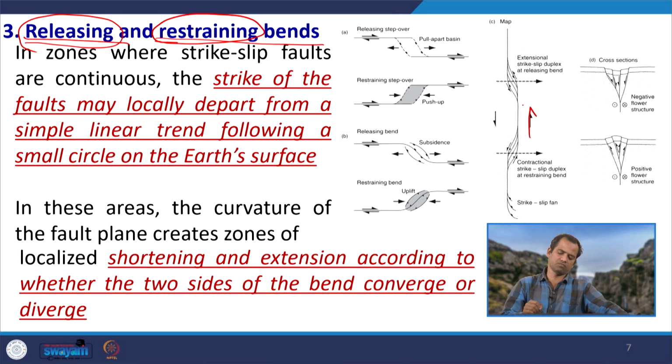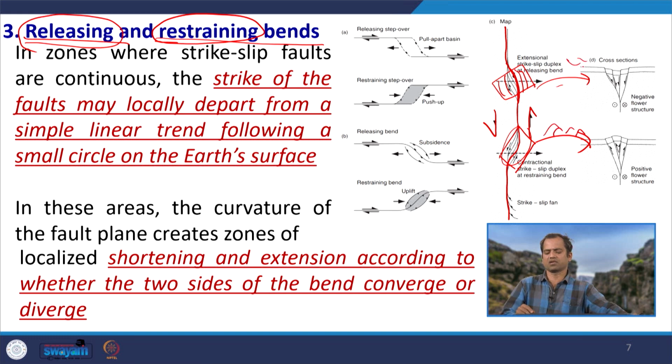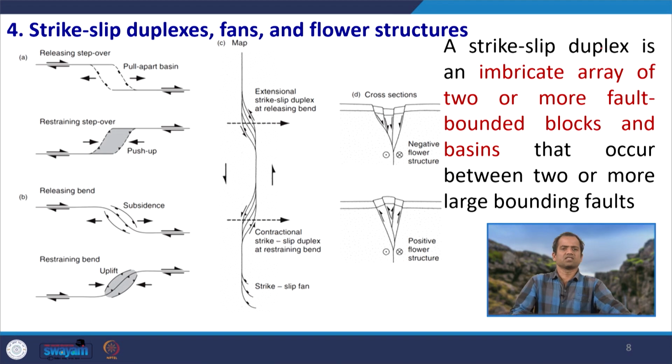Suppose we have a strike slip fault moving in this way, and in this area there is a bending of this fault. This is the fault geometry which is bending, and here we are progressively creating normal faults and we are creating a basin. And similarly, here in this area we are compressing the system, and finally we are creating hills. So, the compressional system creates the hills, and the extensional system creates the basins. Then, strike slip duplex, fans and flower structure.